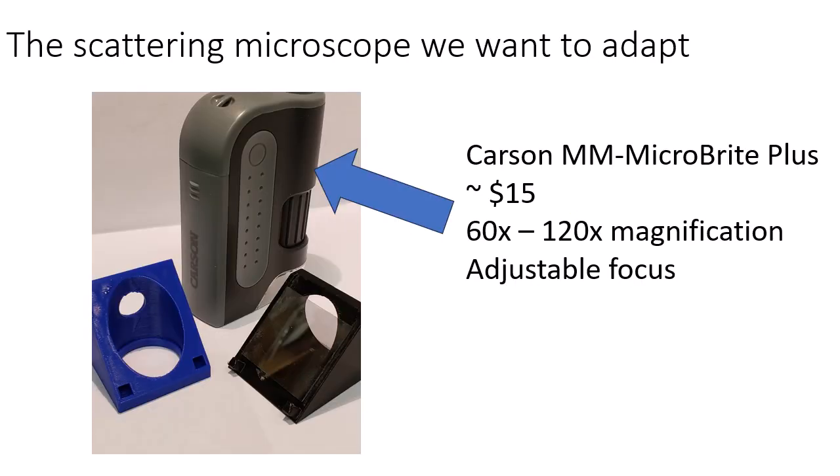What I'm proposing is that we take a scattered light microscope and convert it into a reflected light microscope. Let's start with the scattered light microscope that we want to adapt, a Carson MM Microbyte Plus. You can get these on Amazon for about $15. That's very affordable for our teachers. It has 60 to 120 times magnification and an adjustable focus, which is a great tunable knob for all of the optics that we plan on mounting on top of this thing.